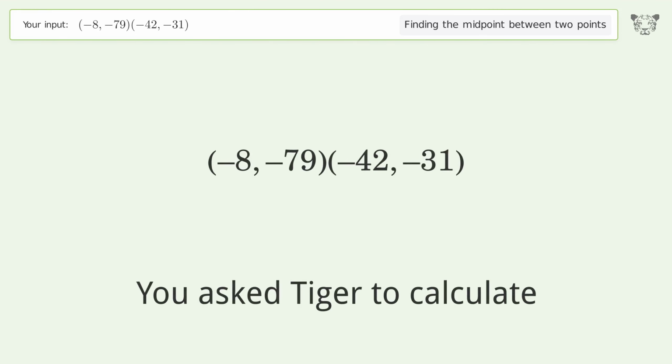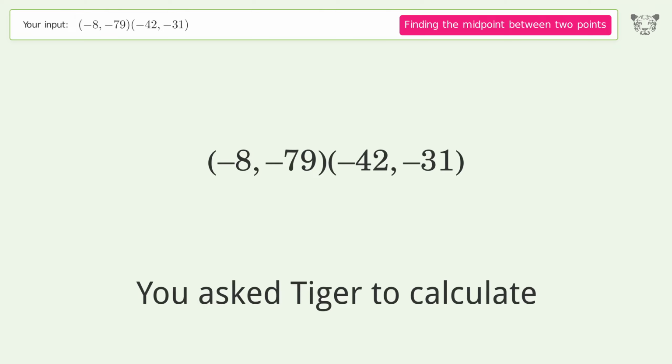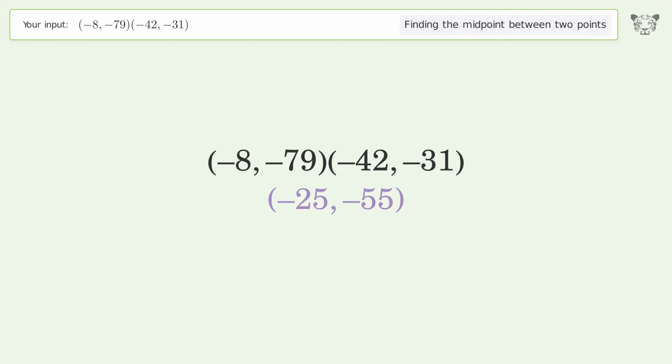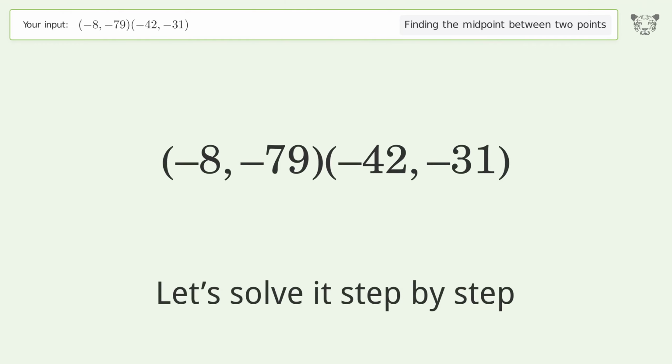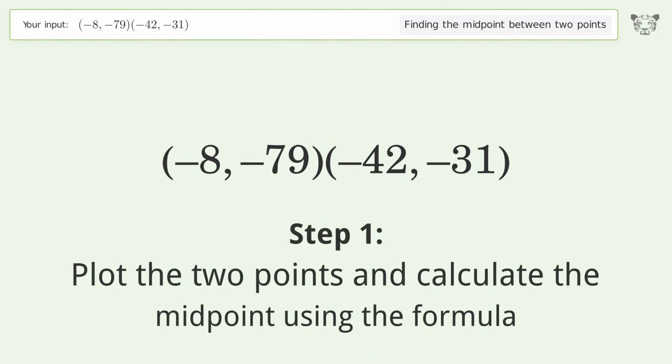You ask Tiger to calculate. This deals with finding the midpoint between 2 points. The midpoint between the 2 points is -25, -55. Let's solve it step by step. Plot the 2 points and calculate the midpoint using the formula.